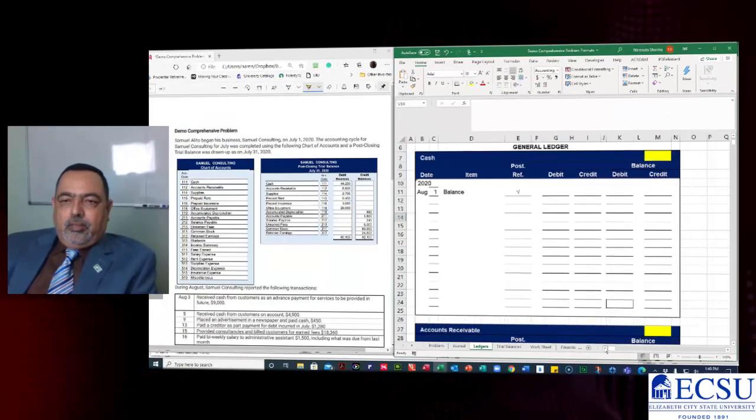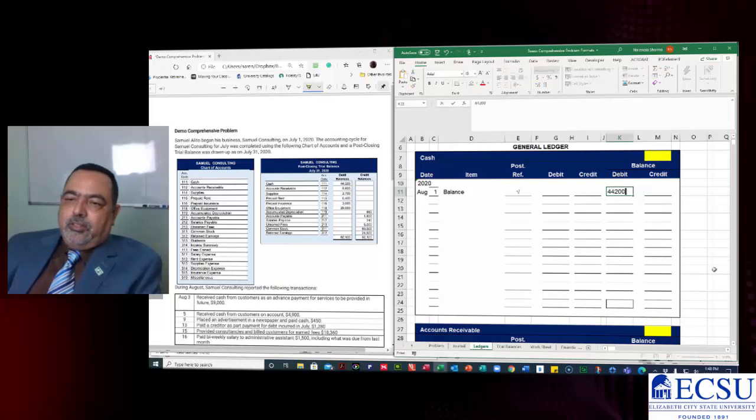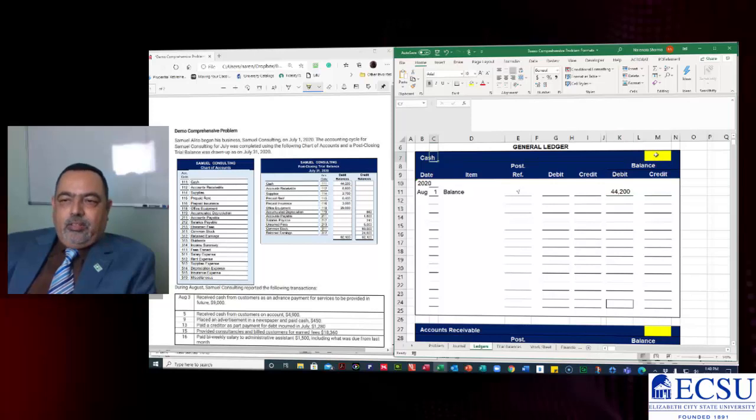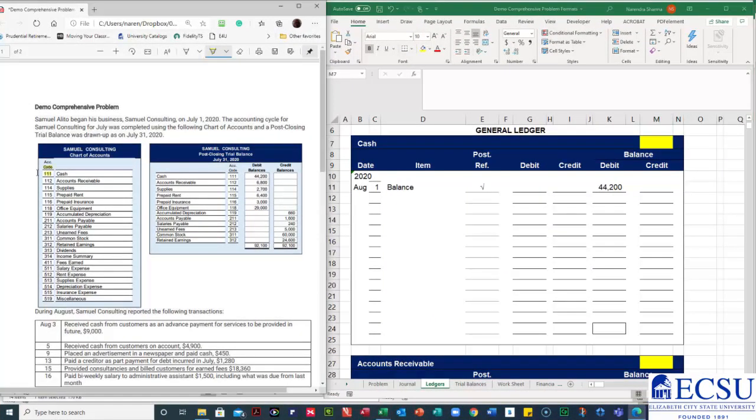Okay, so why I need the problem is we were told that all the balances needed to be transferred to the respective ledgers. So there was a balance for cash. You can see cash balance was 44,200. So I'm going to write in the debit side 44,200. This is cash, and on the top I'm going to write the account code for this account. So that is 111. Okay, so that's the first thing that we are going to do.